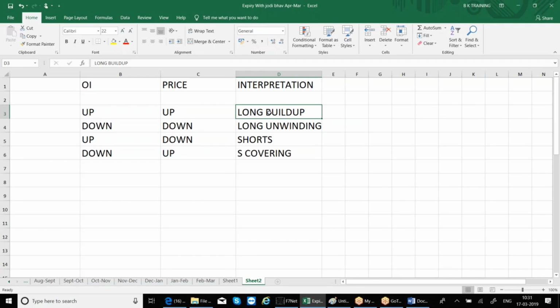And when the price falls, what happens? Everybody starts panicking. Common public starts panicking. And what does an expert do? He will start buying at a lower level. So now his shorting interest is over. So open interest is reducing and price is moving up. So this is whole basically what we are trying to do.